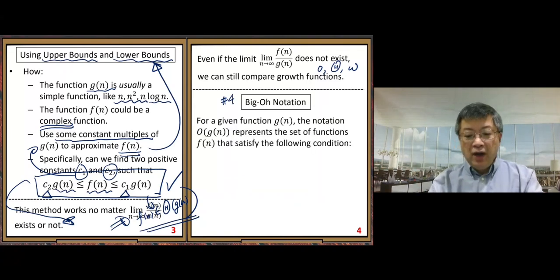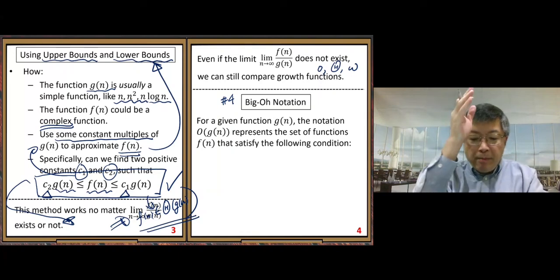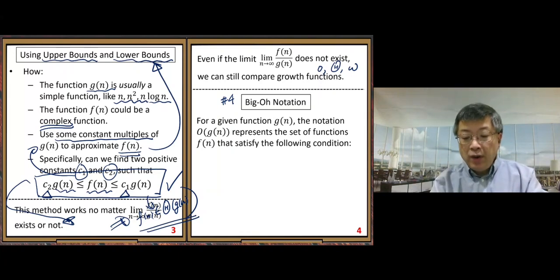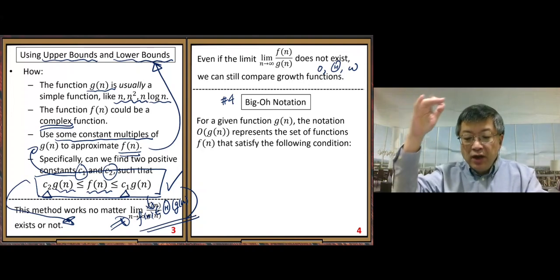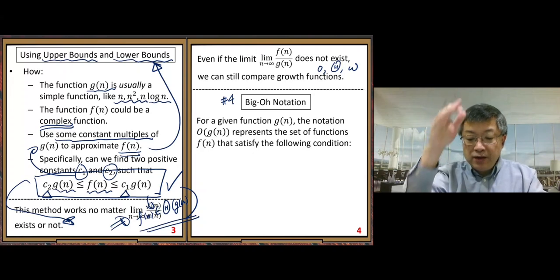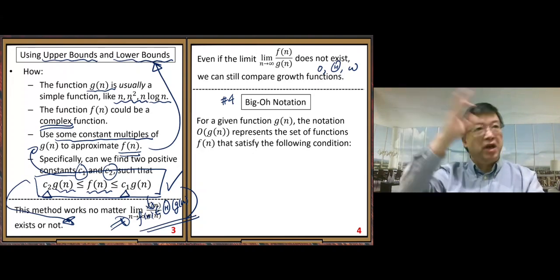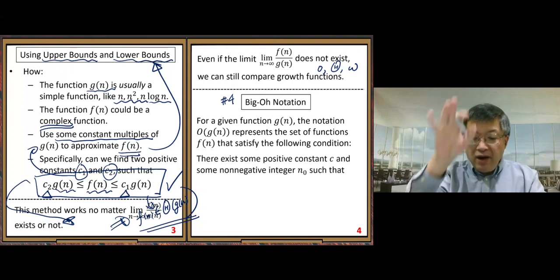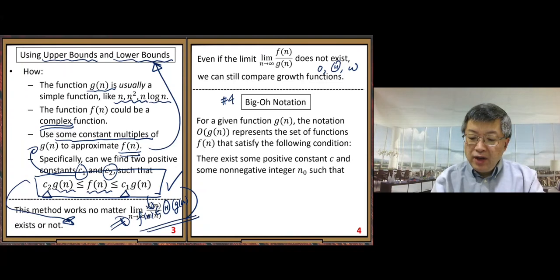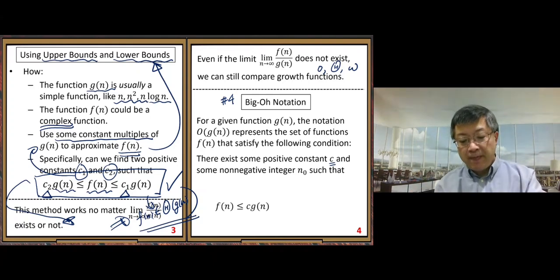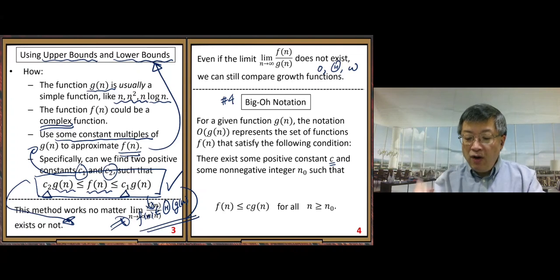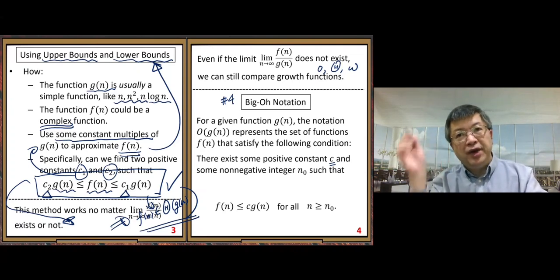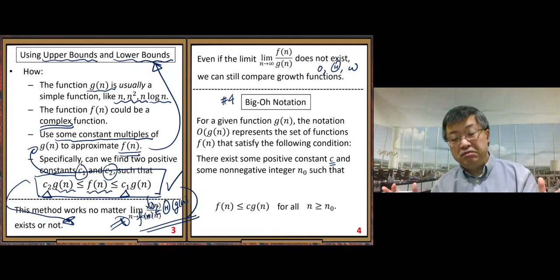So look at the definition. For a given function g of n, the notation big O of g of n represents the set of functions f of n that satisfy the following upper bound condition: there exists some positive constant c and some non-negative integer n0 such that f of n is less than or equal to c times g of n for all n greater than or equal to n0. That's the definition.